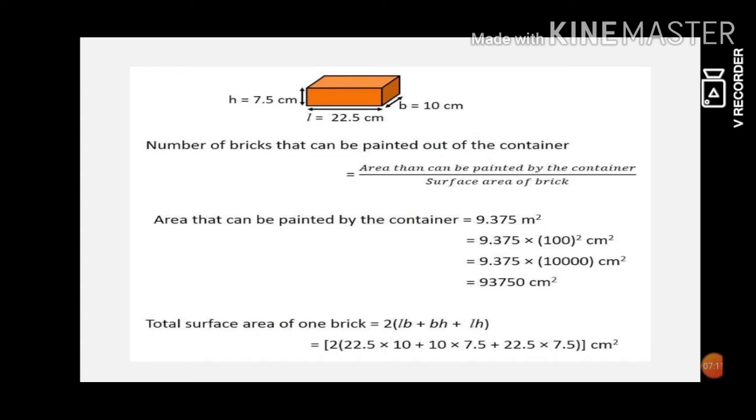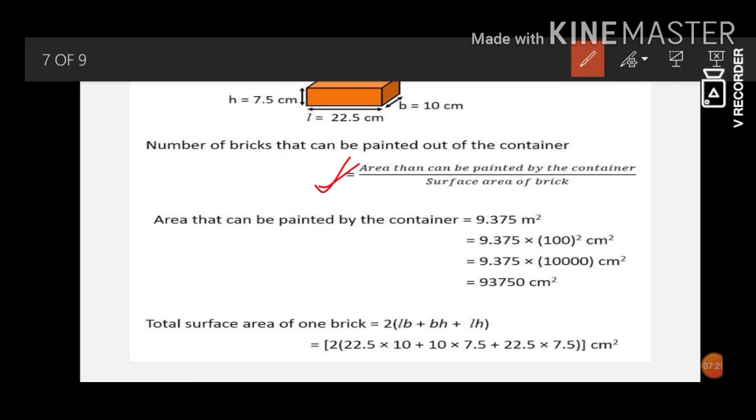Now the dimension of a brick is given in the figure. So how to find the number of bricks? The number of bricks that can be painted out of the container should be equal to the area that can be painted by the container divided by the surface area of the brick. Surface area means the total surface area. That formula we will use. Now the area that can be painted by the container is given in meter square. It is easy for us to change the meter into centimeter to avoid decimal points. So we will change the meter into centimeter.